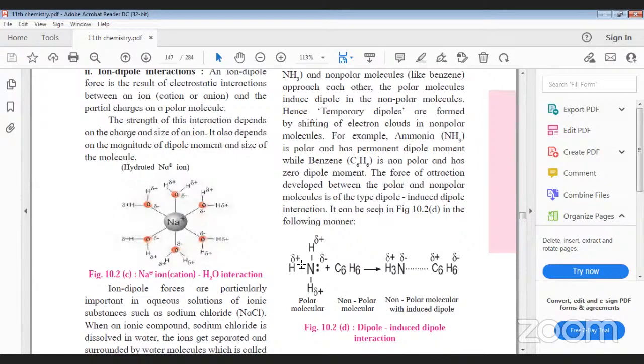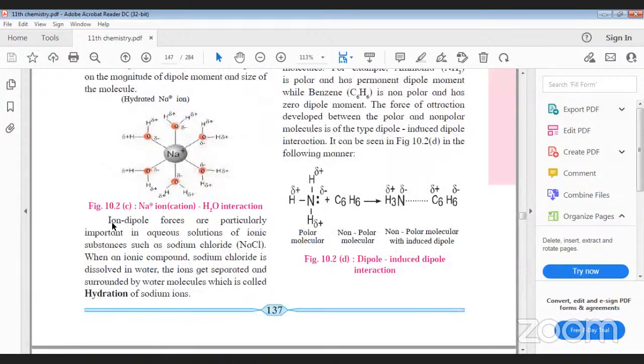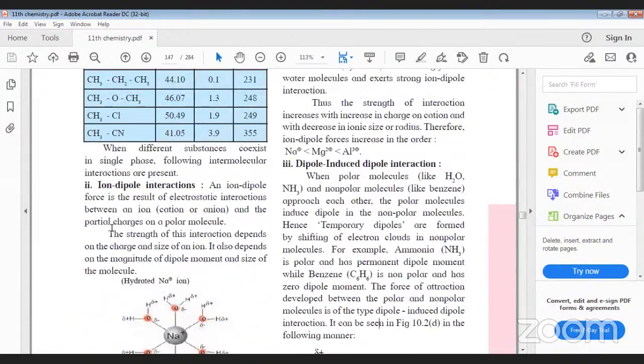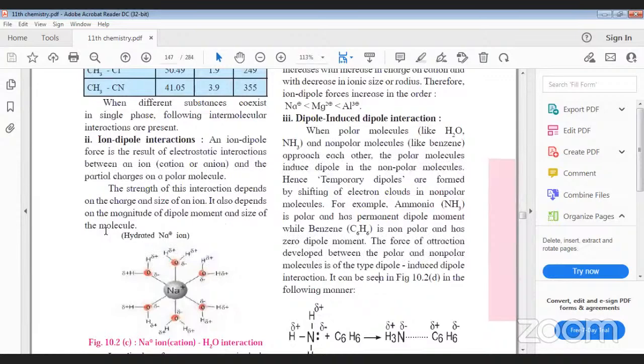So if an exam question comes, explain for 2 marks or write a short note on dipole-induced dipole interaction, there you have to explain that a dipole-induced dipole interaction is an interaction between a polar molecule, for example ammonia or water, and a non-polar molecule, for example benzene.